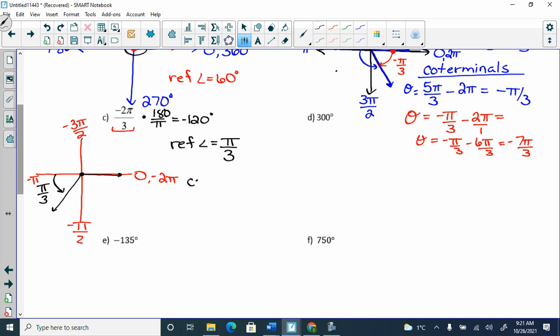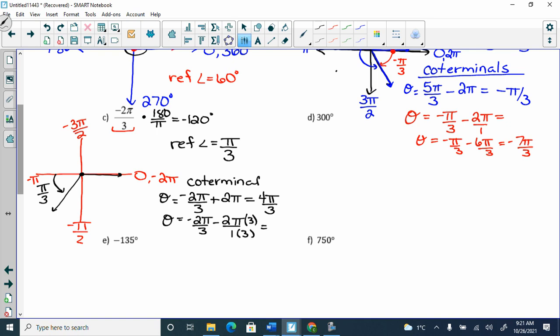Then to get coterminals, you can go negative 2 pi over 3 plus 2 pi, which is 4 pi over 3. Or you can go negative 2 pi over 3 minus 2 pi. Like I said, you can put them in your calculator without pi's, or you can make common denominators. So it'd be negative 2 pi minus 6 pi, which is negative 8 pi over 3.